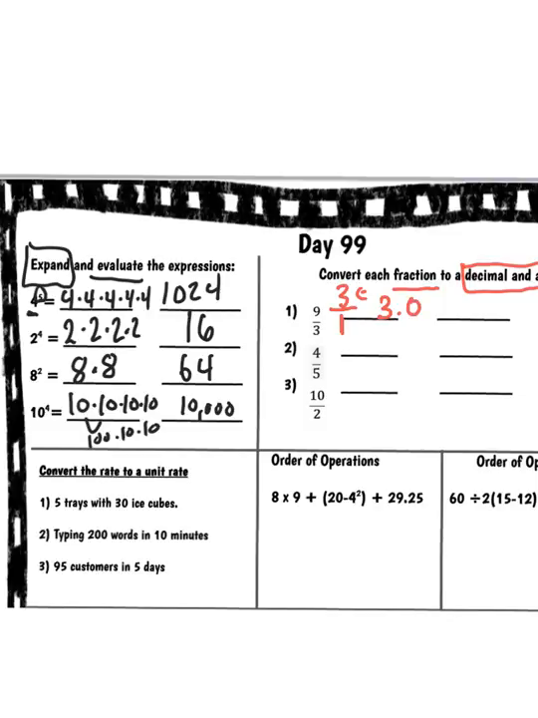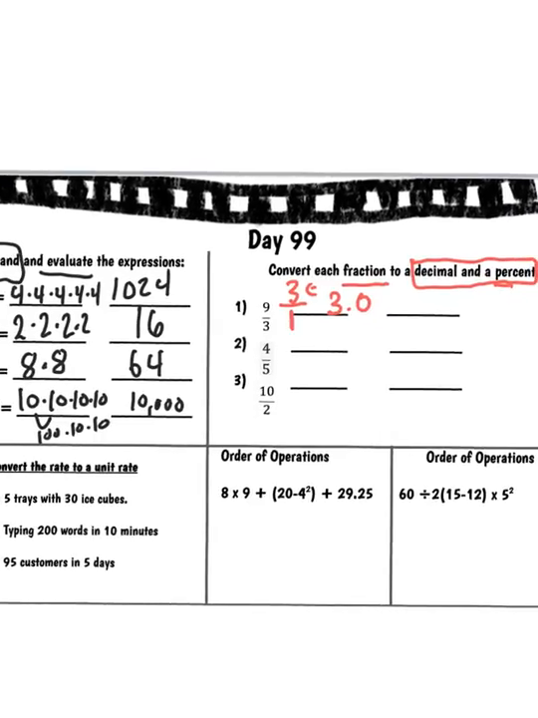And as a percent, remember percent means per 100. So I don't know if you guys can actually see that, per 100. So we're at 3 per 100 is 300. 300%.